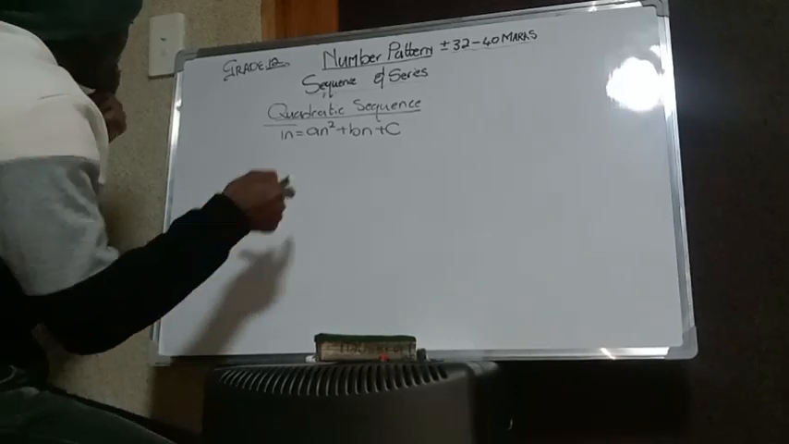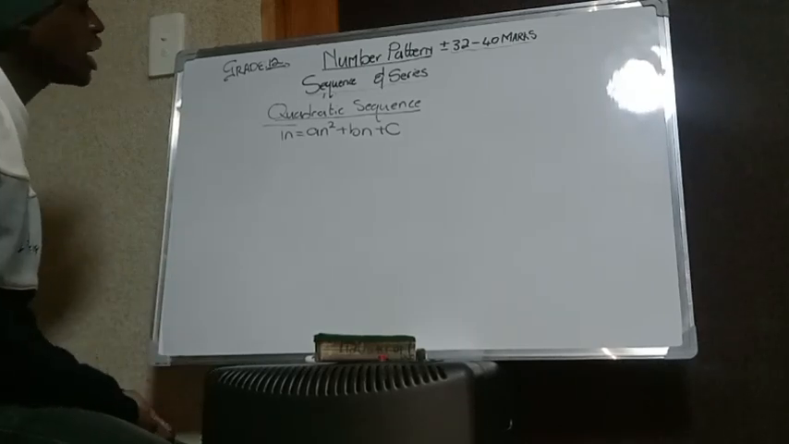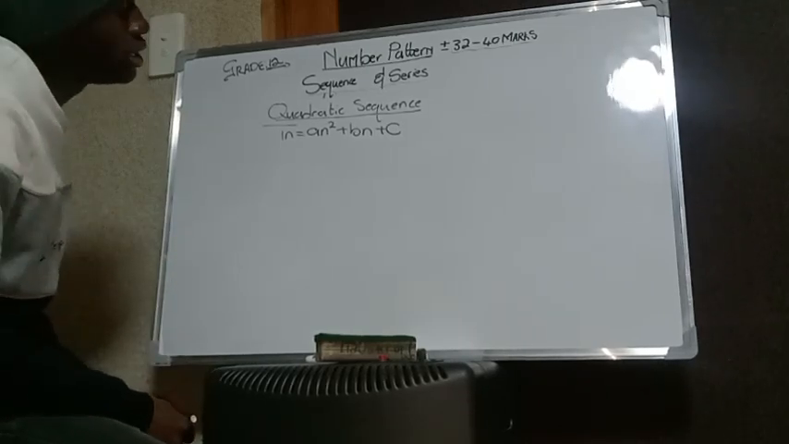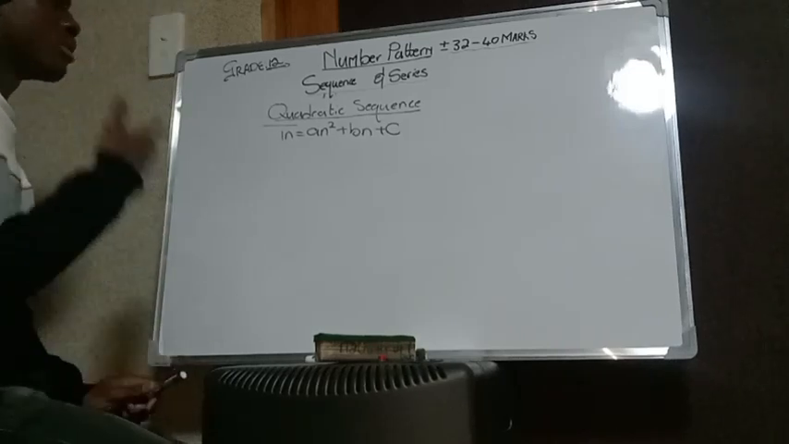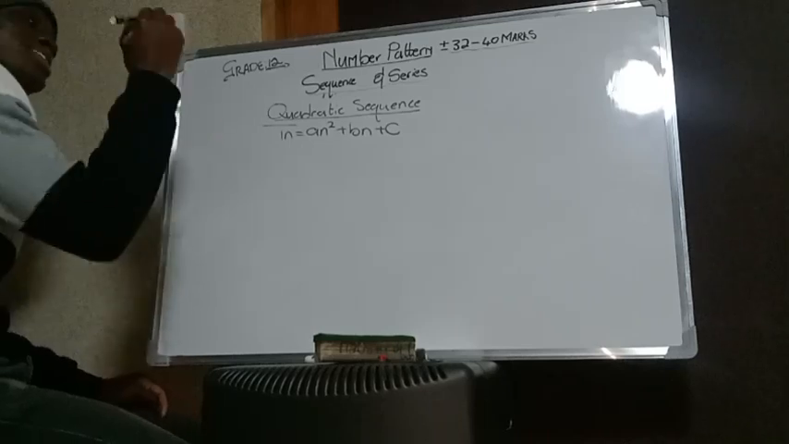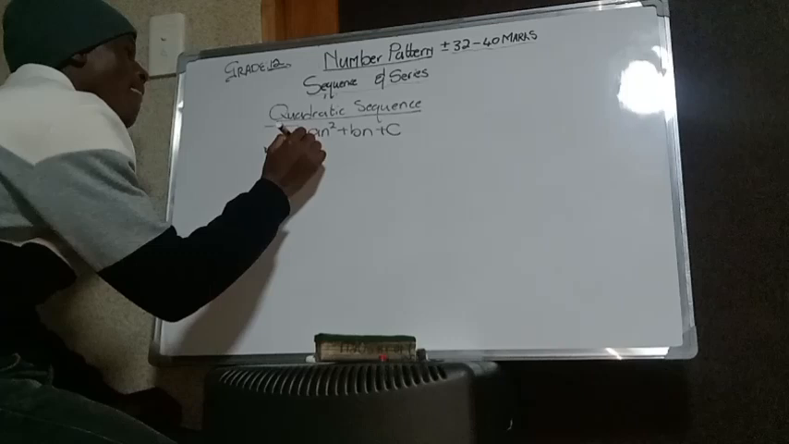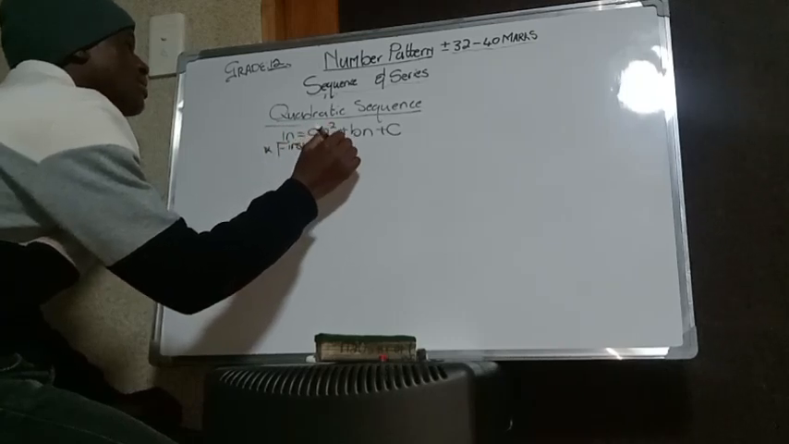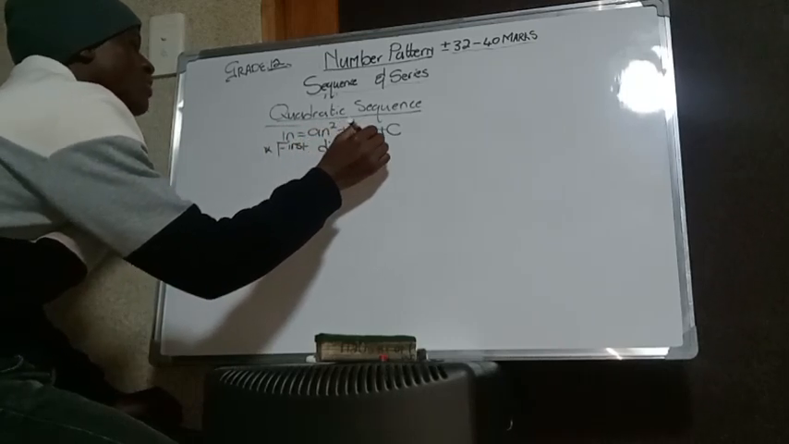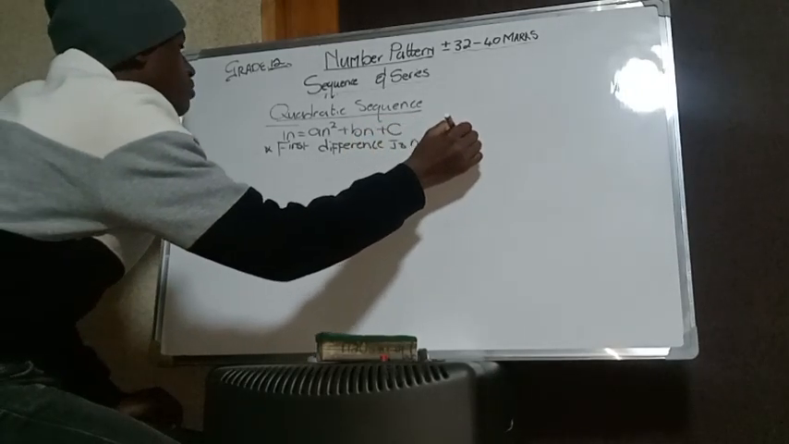Right. Today we're dealing with quadratic. Tn is equivalent to an squared plus bn plus c mathematically. So what should we know about quadratic? We should know the first difference. First difference is not constant.